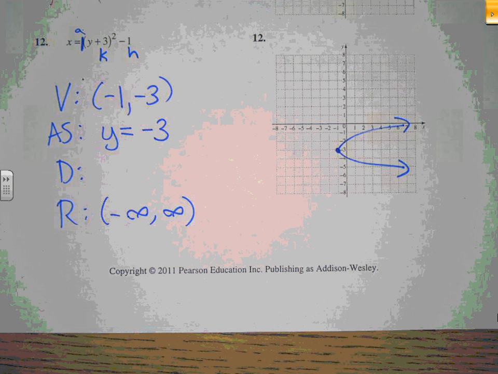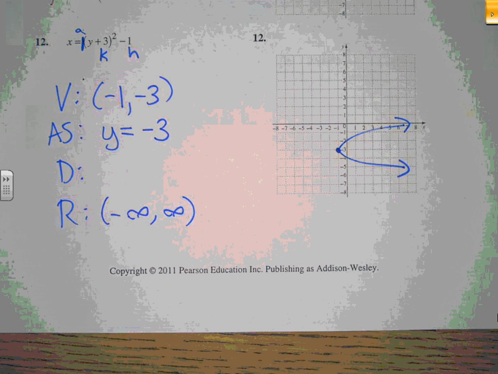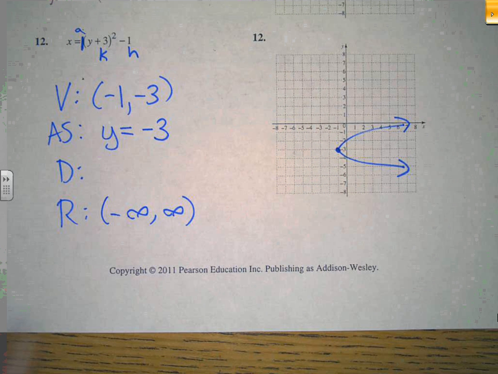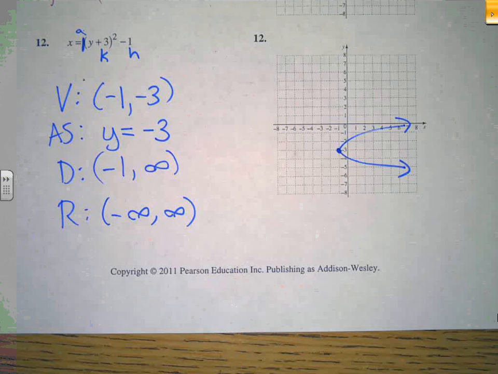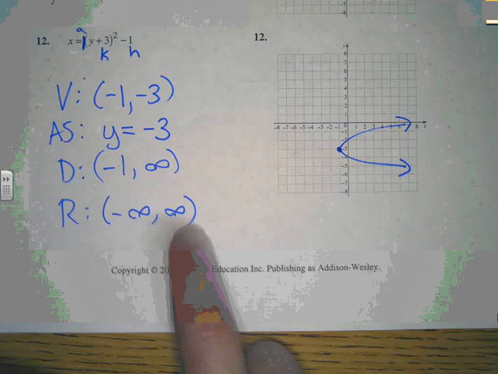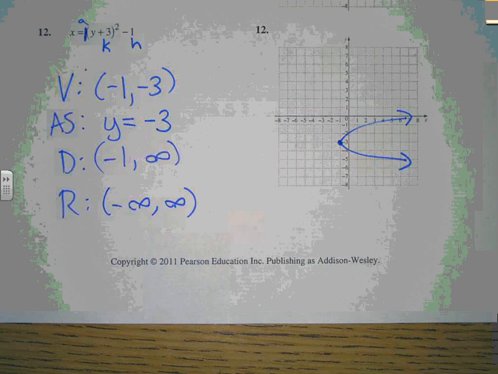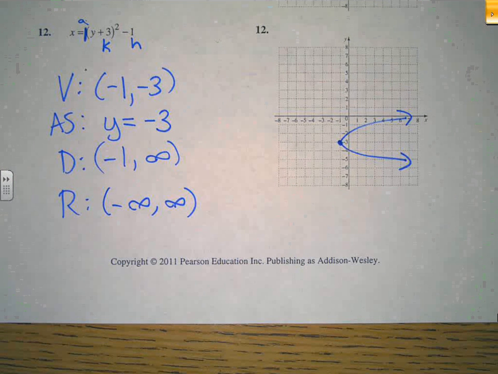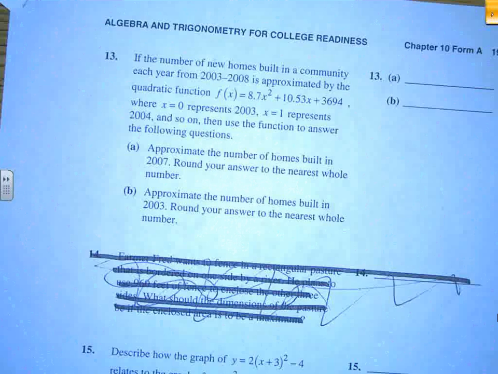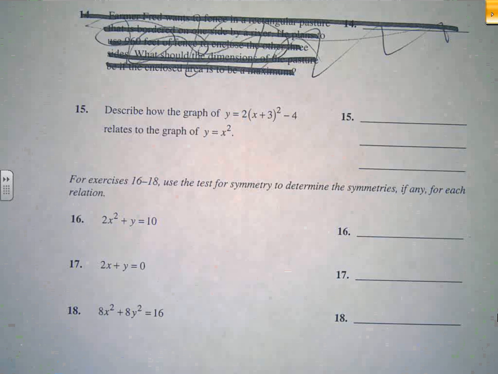So now the domain, where does it start? It goes from -1 to positive infinity. And the range is now, so it goes forever up and down. Okay, those are going to be worth a lot of points because you have to find so many things, so don't skip them. Mark out number 13. We're not doing that. Keep going. Let's stay together.